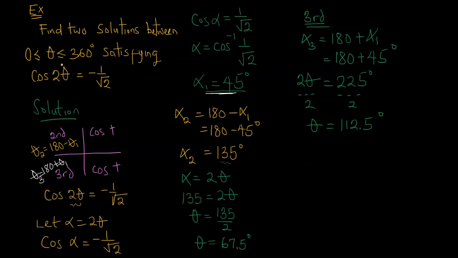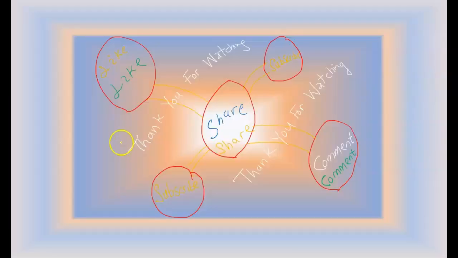So in conclusion, the solution of this equation, cos 2 theta equals negative 1 over root 2, is theta equals 67.5 degrees and 112.5 degrees.